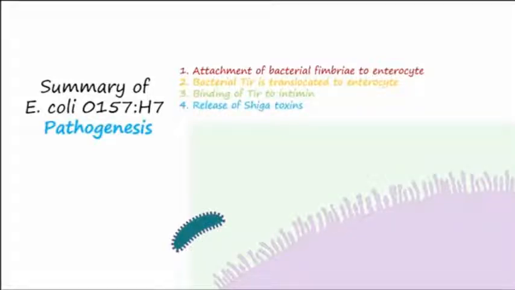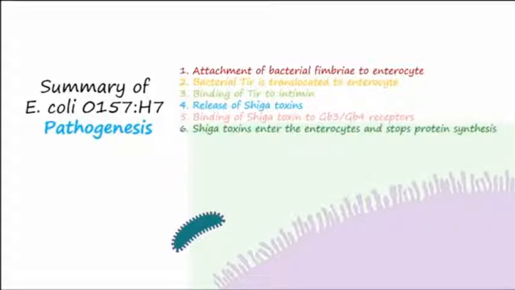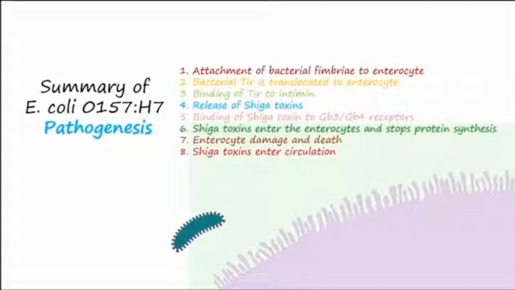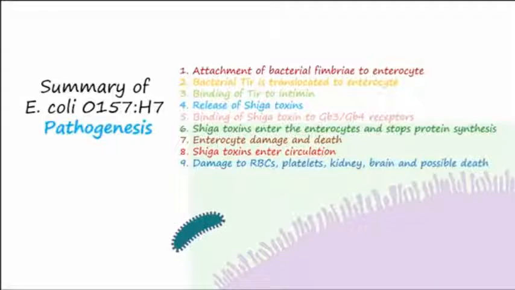Step 5. Binding of Shiga toxin to GB3, GB4 receptors. Step 6. Shiga toxins enter the enterocytes and stop protein synthesis. Step 7. Enterocyte damage and possibly death. Step 8. Shiga toxins enter circulation. And finally, Step 9. Damage to RBCs, platelets, kidney, and brain, and possible death.